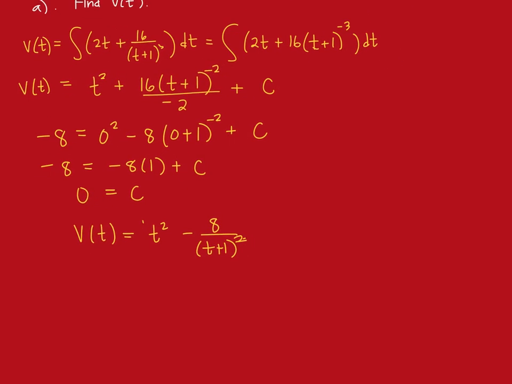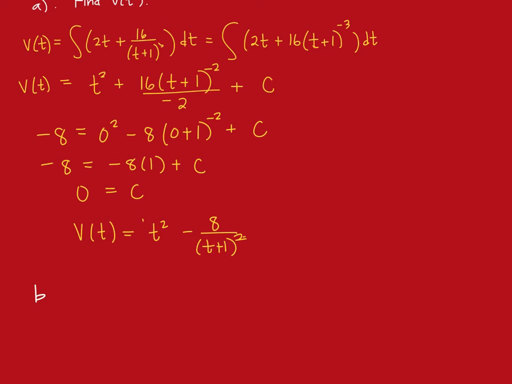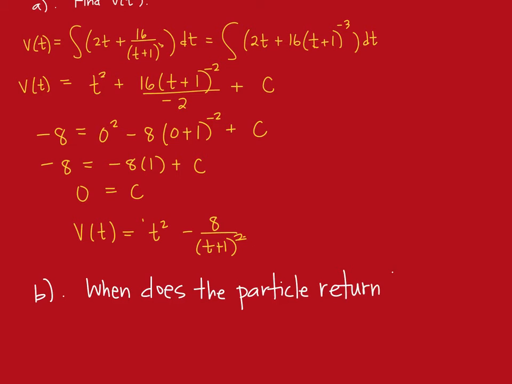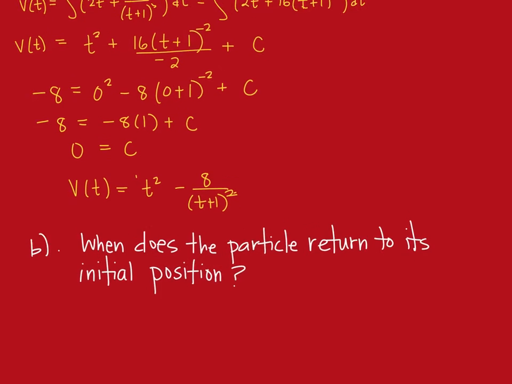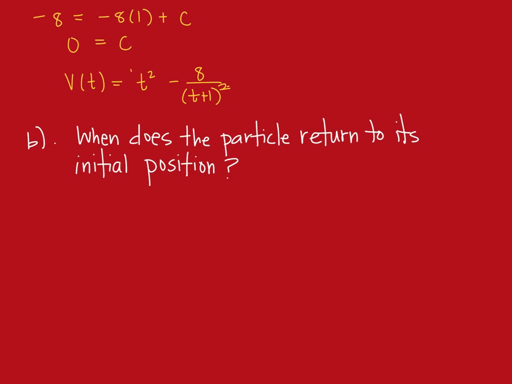All right, next question, part B. When does the particle return to its initial position? So first I asked you about an initial velocity. Now I'm asking you about initial position. And the question is, when does the particle return to its initial position?